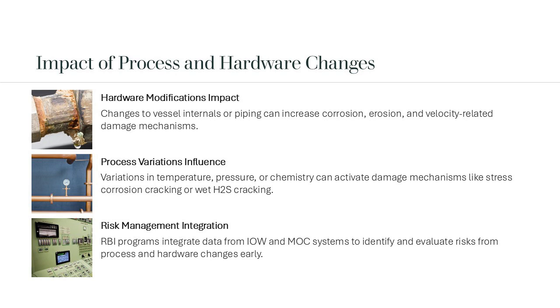Hardware modifications such as changes to vessel internals, piping geometry, or equipment layout may increase corrosion rates, erosion, or other velocity-related damage mechanisms. Relocating equipment closer to ignition sources or occupied areas can increase consequence of failure, even if probability remains unchanged. Process changes are equally influential.